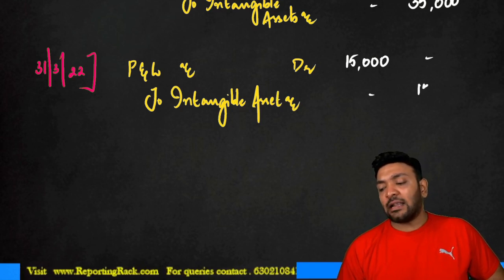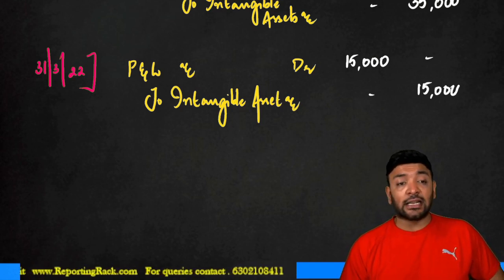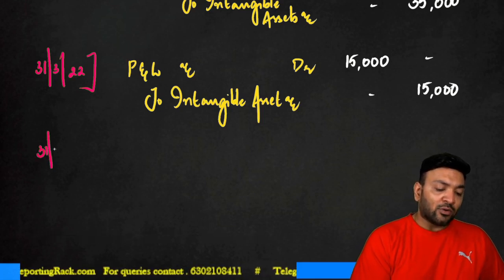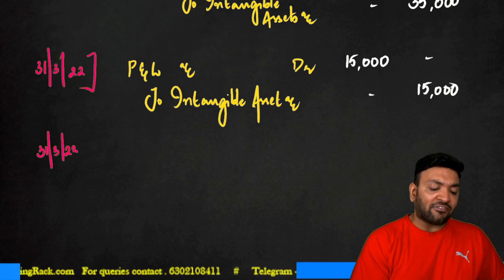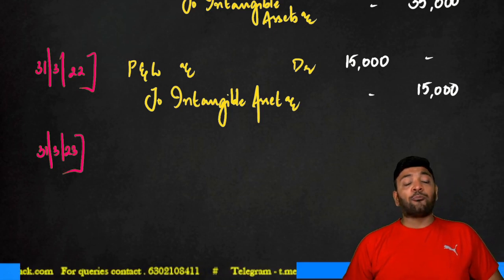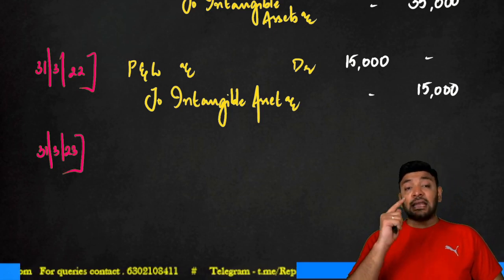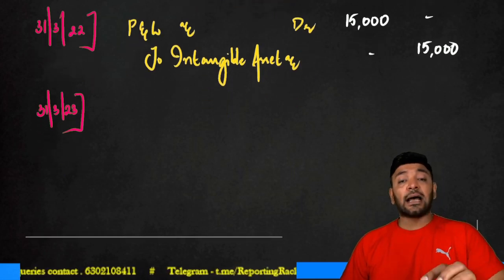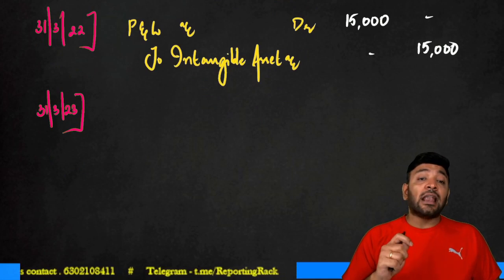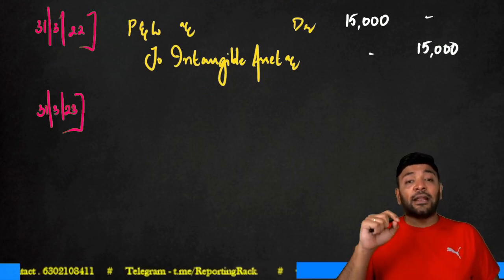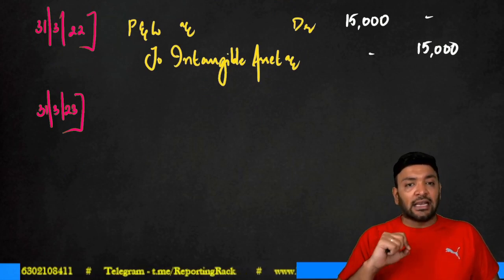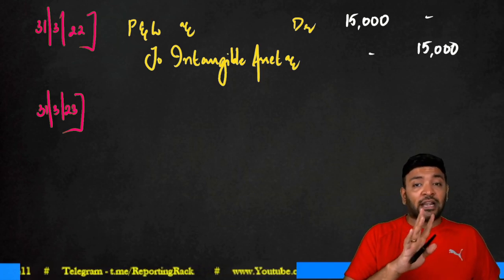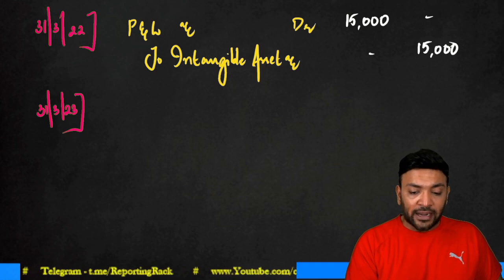But subsequently, in the next year, that is on 31st of March 2023, it was upward revalued to 1,05,000. If it was upward revalued to 1,05,000, the increase in the value of the asset is 20,000. How do you recognize this upward revaluation? We will have to make sure that we are crediting the P&L to the extent it was debited earlier. Out of 20,000 increase, 15,000 was already debited to P&L earlier. Now you credit it to P&L.